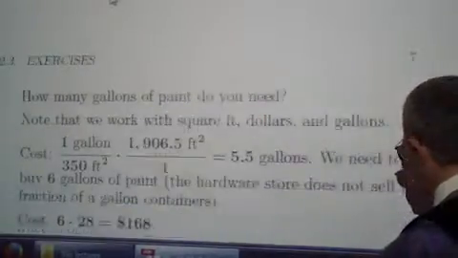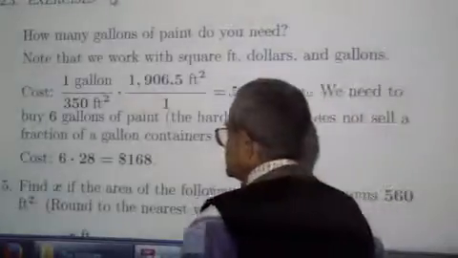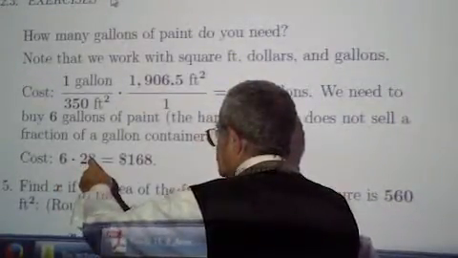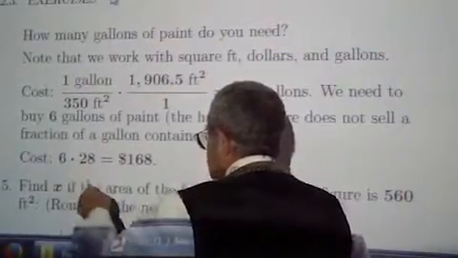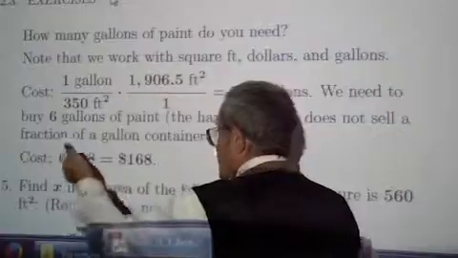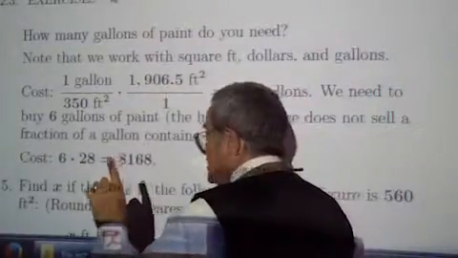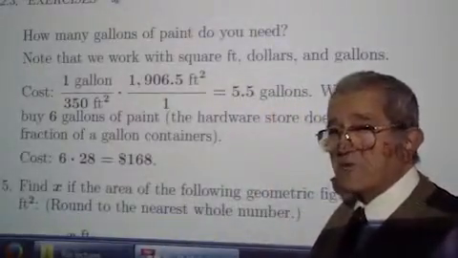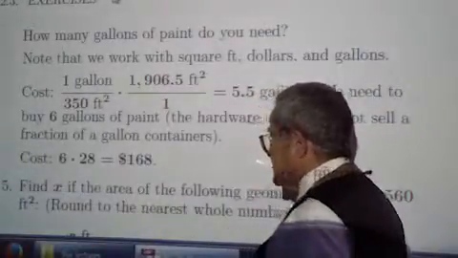And the cost is 6 gallons times $28 per gallon. The gallons drop out, the units, you're left with dollars. That's how you know that you multiply, you don't divide. Use the units. The units are user-friendly. The units really help you. So I came out with $168.